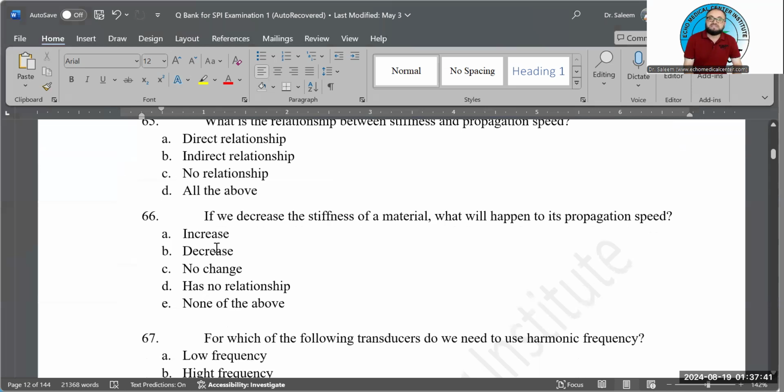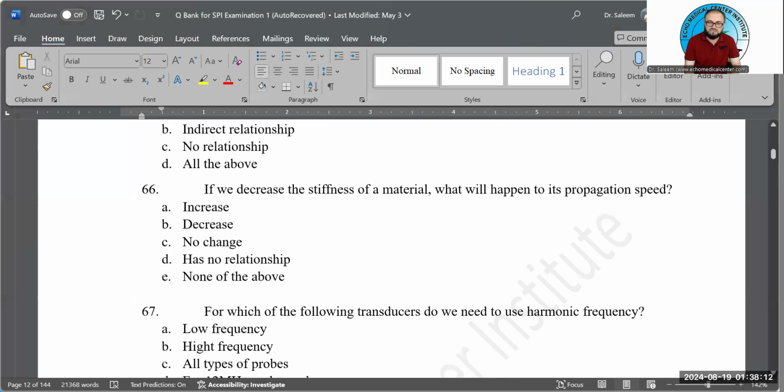If we decrease the stiffness of a material, what will happen to the propagation speed of the sound? Again, a related question. What do you think? It will increase, it will decrease, no change, has no relationship, none of the above. Exactly right, because we said they have a direct relationship, so it will decrease also. B is the correct answer. Good job. Okay, let's see the next question.